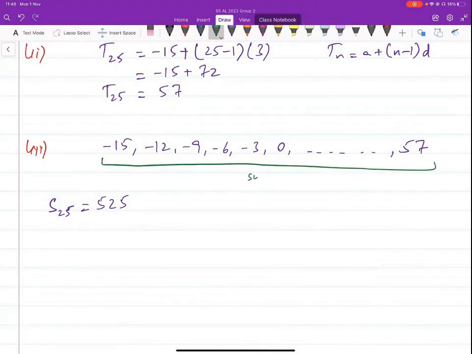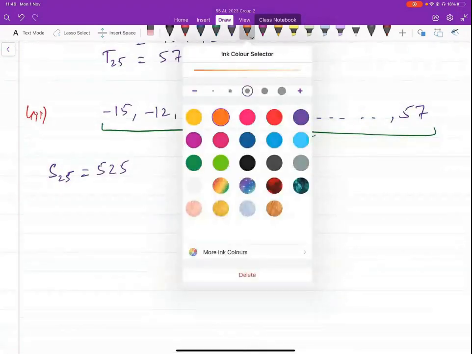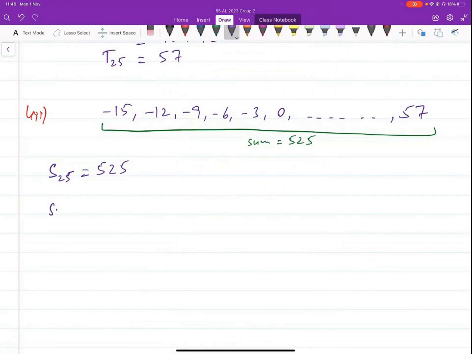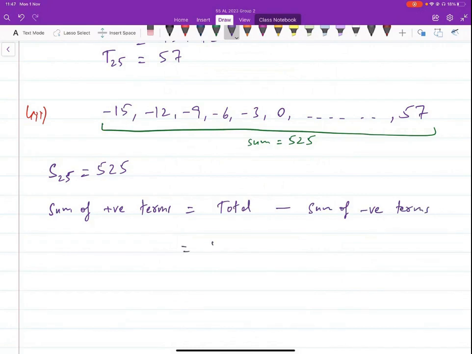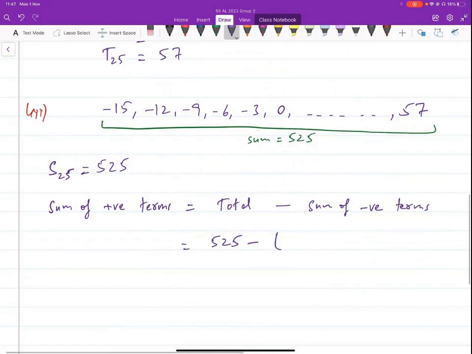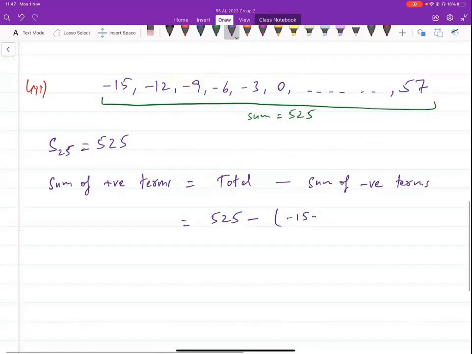The sum of all of these was 525. Sum of positive terms is equal to total minus the sum of negative terms. We have to subtract that from it. What was the total? That was 525. We subtract from that minus 15, minus 12, minus 9, minus 6, minus 3. That's going to be 9 into 5, which is 45.